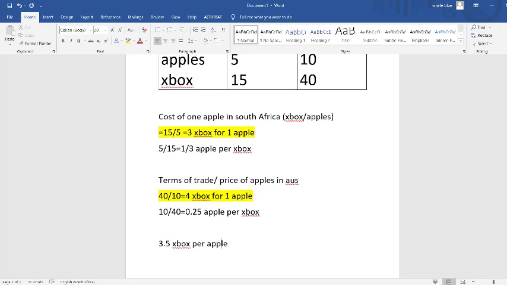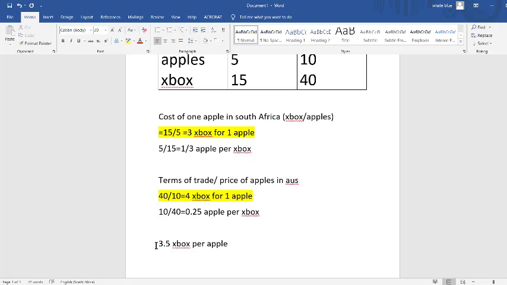What happens in terms of Australia now? In Australia, previously, to buy one apple, they had to pay 4 Xboxes for it. That's under what we're talking. Under open economy, what are they sitting at now? Now to buy one apple, they just need to pay 3.5 Xboxes. That is a lot cheaper than paying 4 Xboxes.